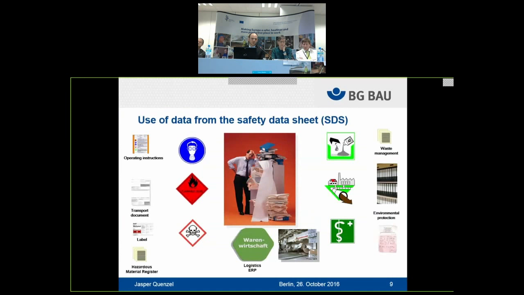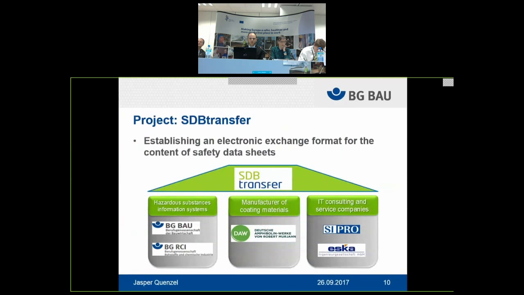But as we all know, it's not only the archiving of the safety data sheet. You have to use the data which is found in the safety data sheet as well. For example, you have to provide working instructions or the transportation documentation, and you have to do your waste management, and all of that you have to do on the basis of the data which is found in the safety data sheet. In order to do that, you have to type the data or copy the data manually from the safety data sheet. And this is the thing we wanted to tackle in the project.